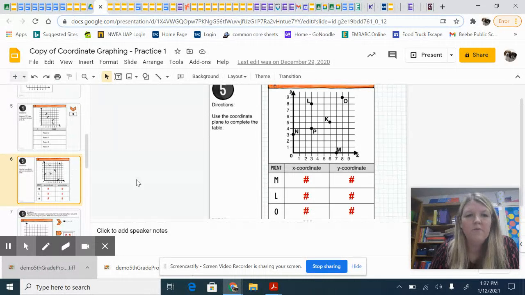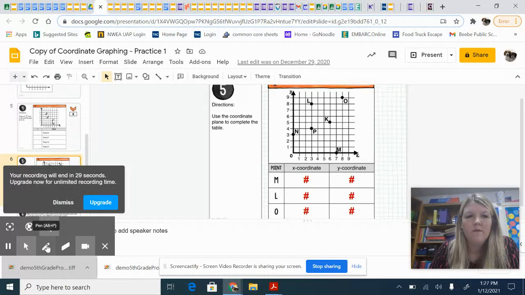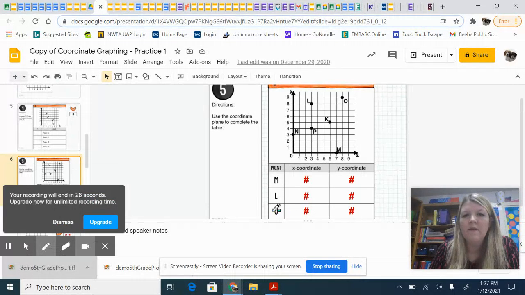All right, so this page is also very similar. And I'm going to let you go ahead and practice on it. So I'm going to let you do this one on your own. If you have any questions, let me know.